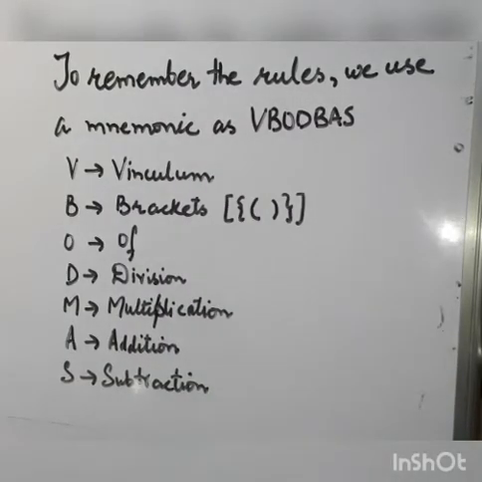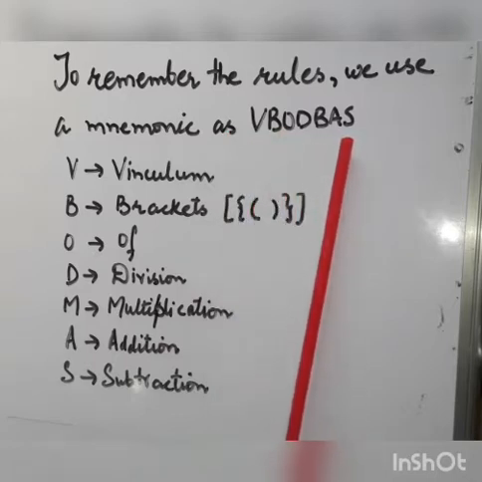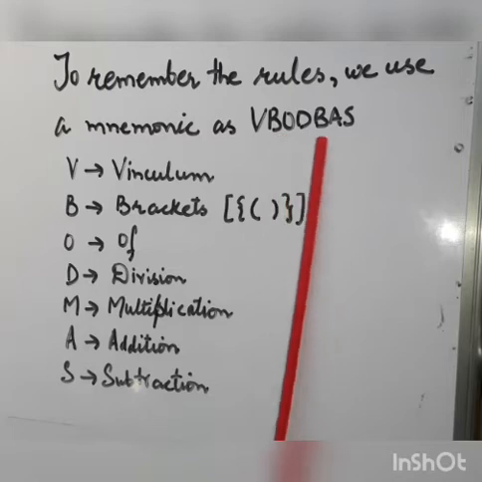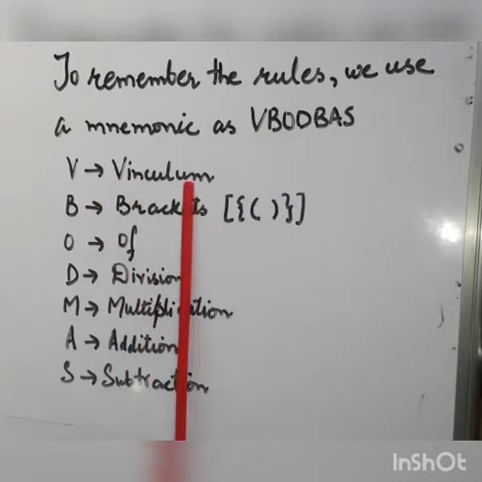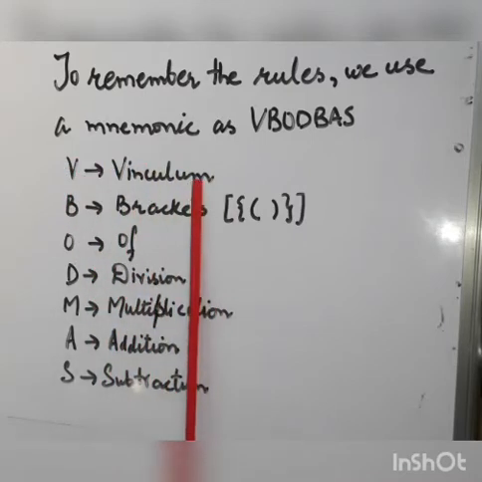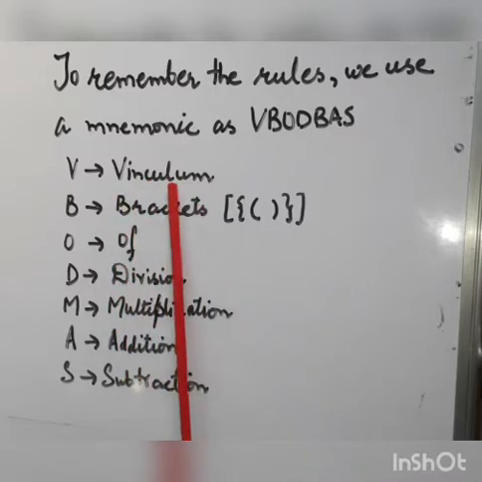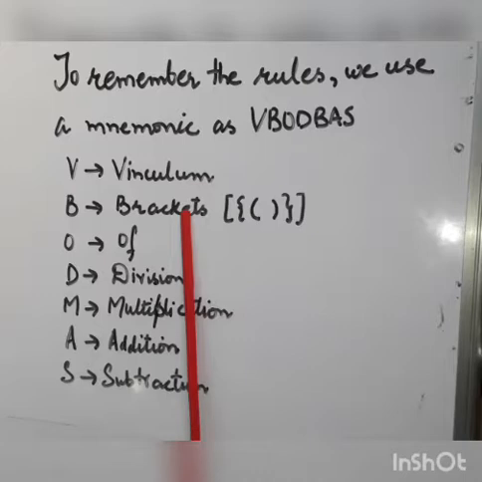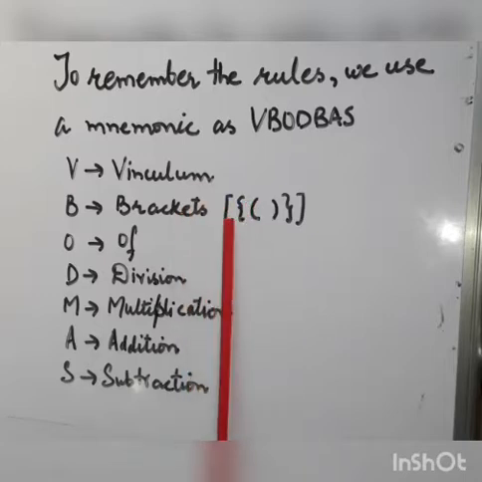Now to remember the rules we use a mnemonic, V BODMAS. So we remember these rules in a short form, an abbreviation, that is V BODMAS. This V is vinculum, line bracket. It means first we have to solve the line bracket or vinculum. Then B is brackets. After the vinculum, we have to solve the brackets. First small bracket, then curly brackets, then square brackets.